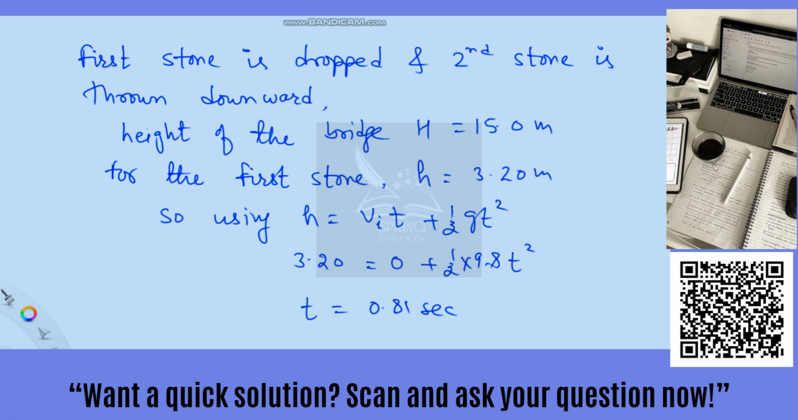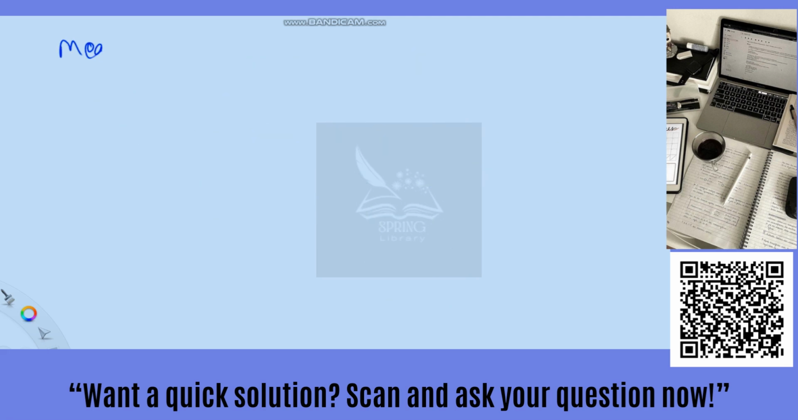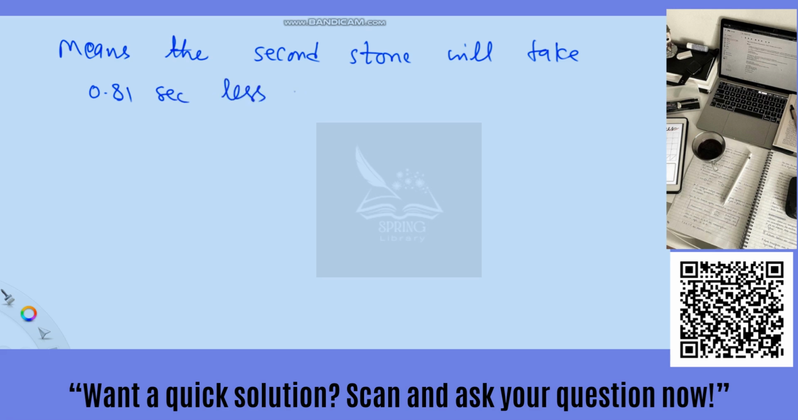Now the second stone is thrown after the first stone has covered 3.20 meter in downward direction, but both reach the ground at the same time. It means the second stone will take 0.1 seconds less to touch the ground as taken by the first stone.